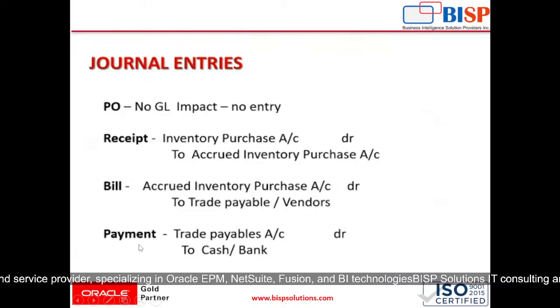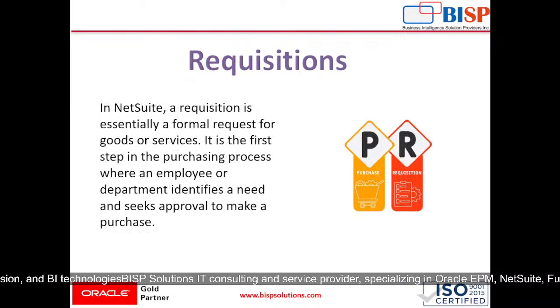After that, if we make our payment, what will be the entry? The trade payables account debit to cash or bank account credit. So this will be the journal entry for the same. Then coming to our next topic, which is requisitions.